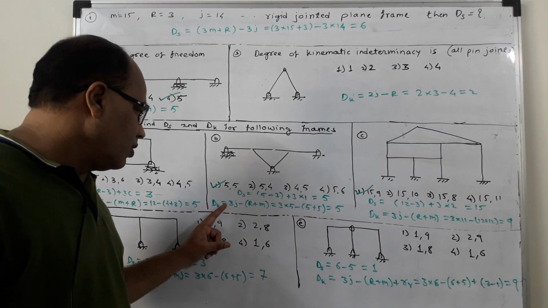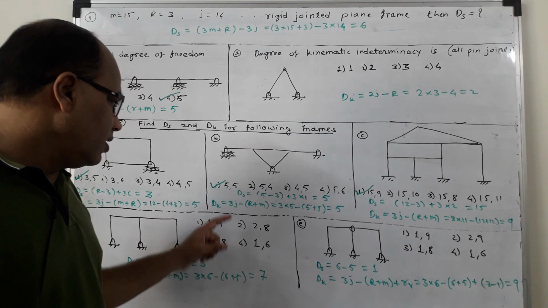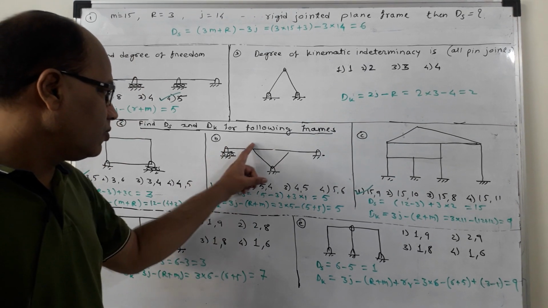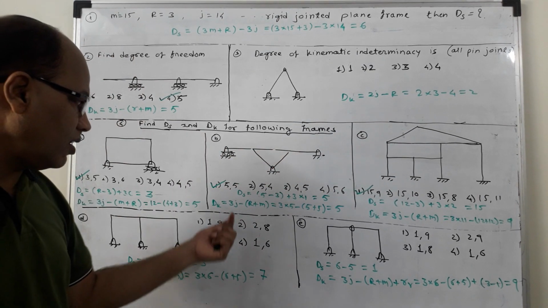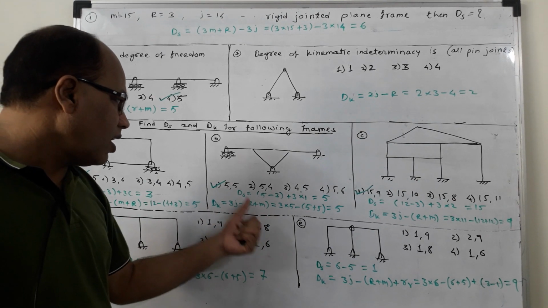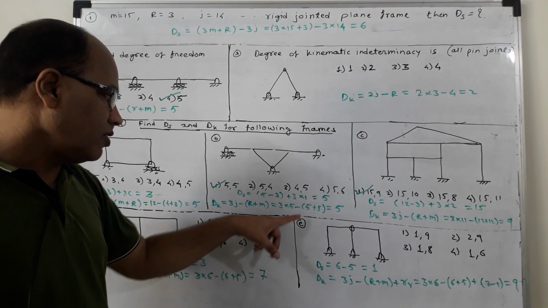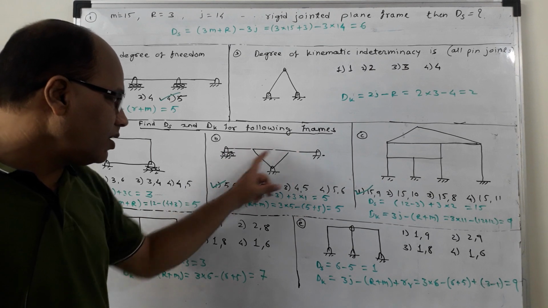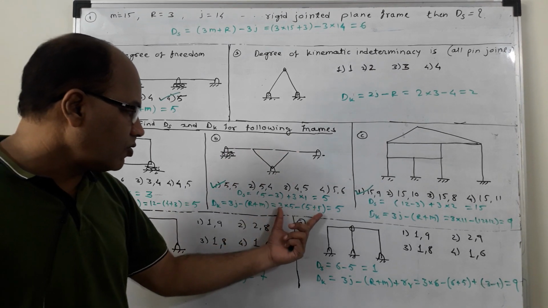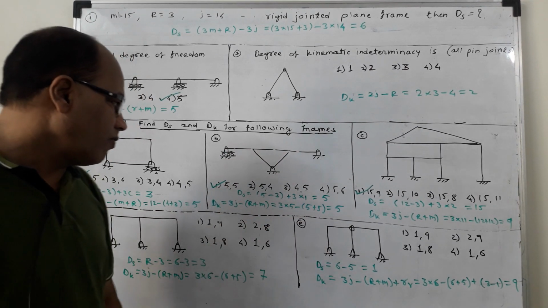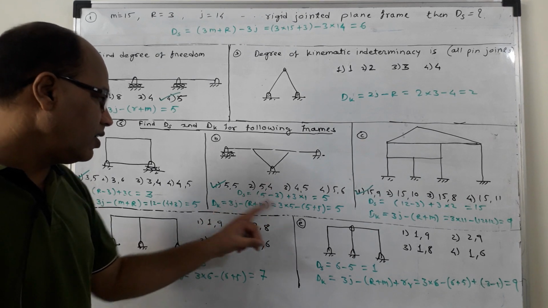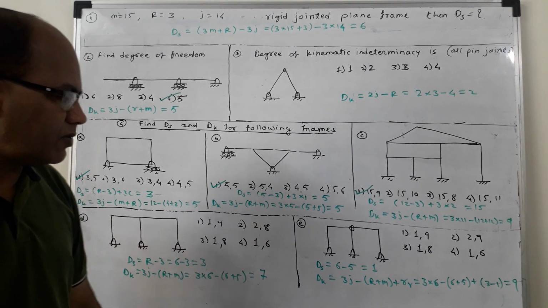dk is equal to 3j minus r plus m. 3 times j, number of joints, 1, 2, 3, 4 and 5 joints are there. So 3 into 5 minus r, number of reaction components is again 5, number of members is also 5. So if we substitute all these values, dk is equal to 5, and that is why ds is 5, dk is 5, option 1 is the correct option.